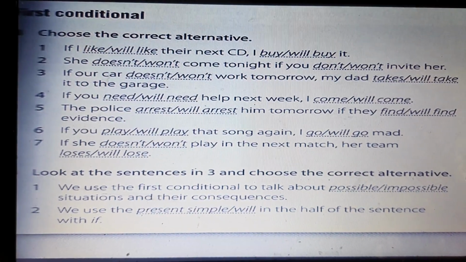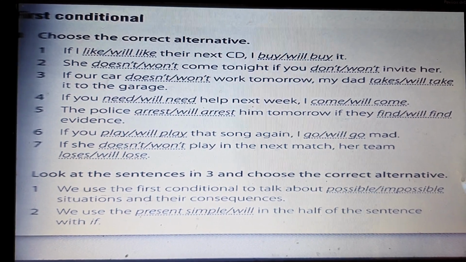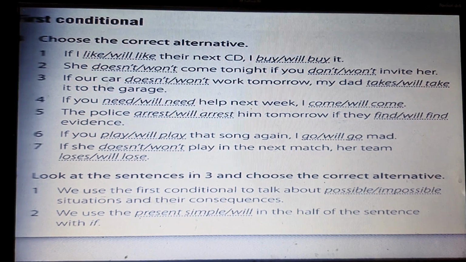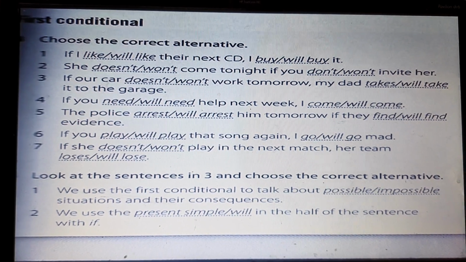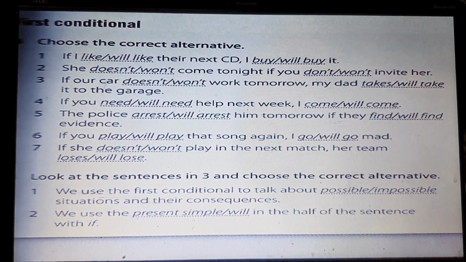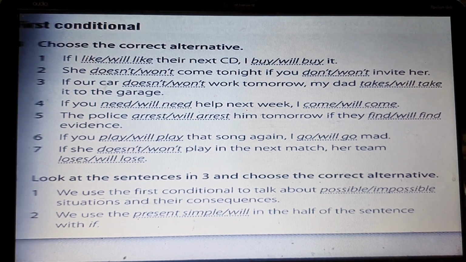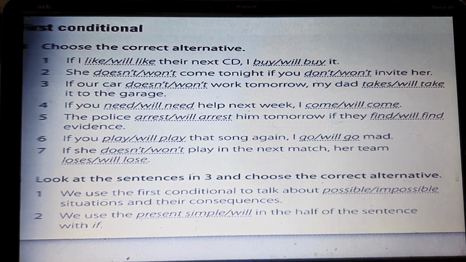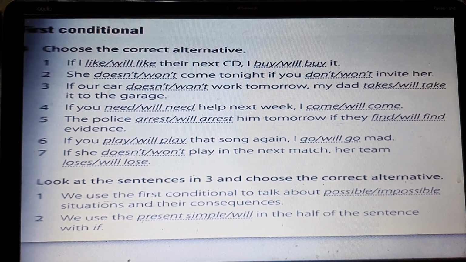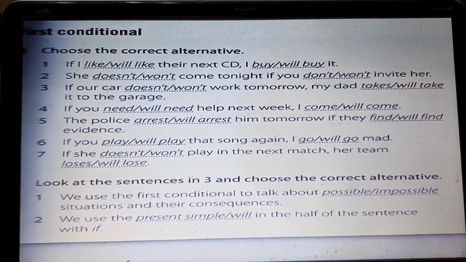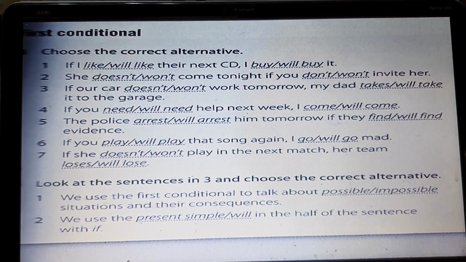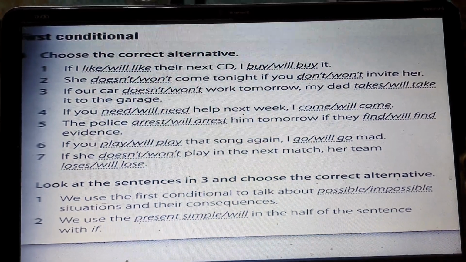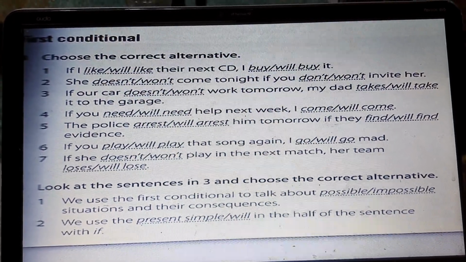Now look at number 3. Choose the correct alternative. Of course, above you have the first conditional. Number 1: If I like or will like their next CD, I buy or will buy it. Of course, if I like, because we can't use if with will in the same part. So we are going to say: if I like their next CD, I will buy it.